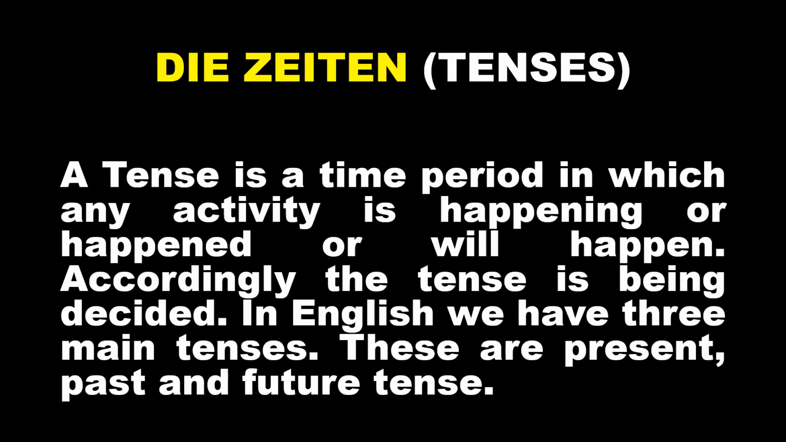Just like in English, we have three main tenses and 12 subtenses. These are present tense, past tense and future tense. But in German, we do not have 12 tenses. We are going to learn that in the next slide. Let's go ahead.